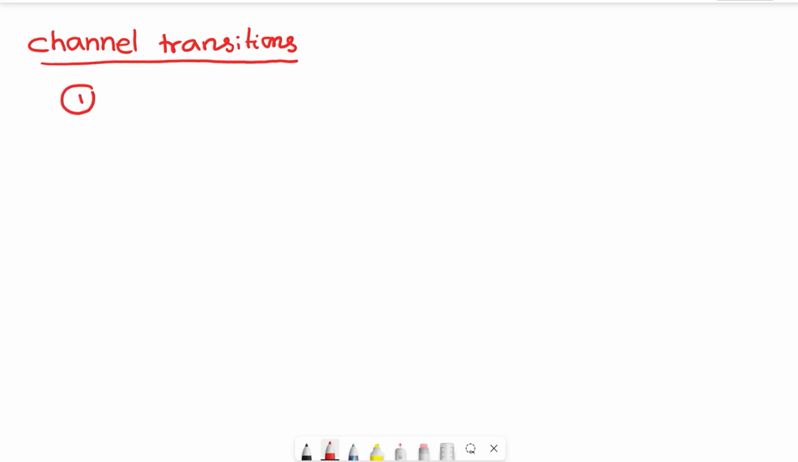So there are two types of channel transition. One is the reduction in width of the channel. The other is a rise in the floor, which is called the hump. Related to it, in today's class, we will solve some problems. Channel transitions. Number one is reduction in width of channel.